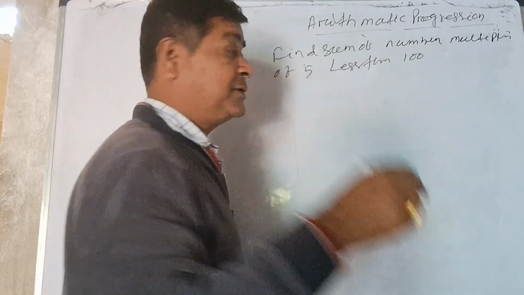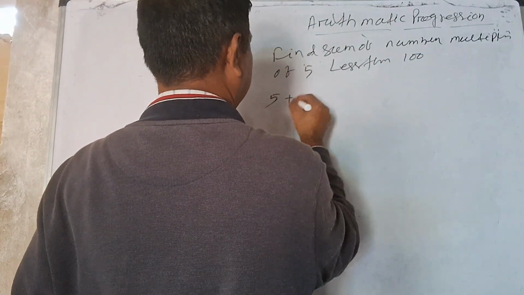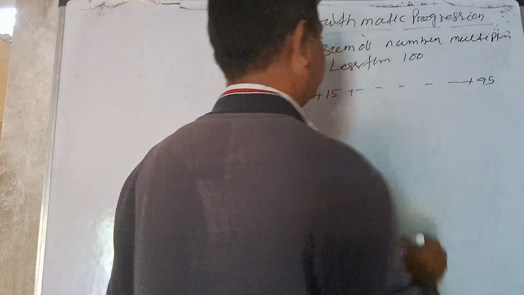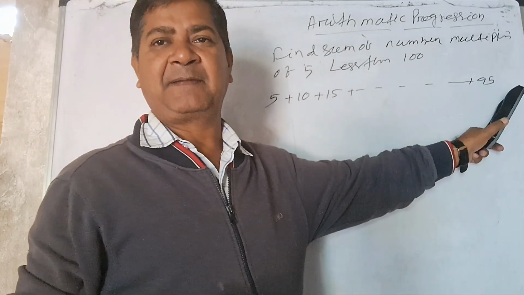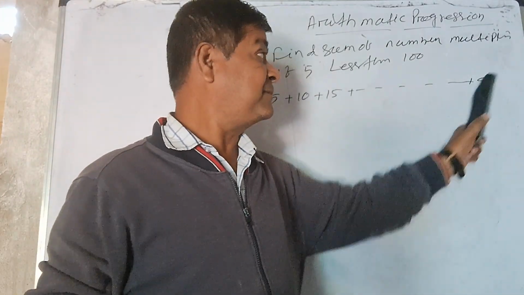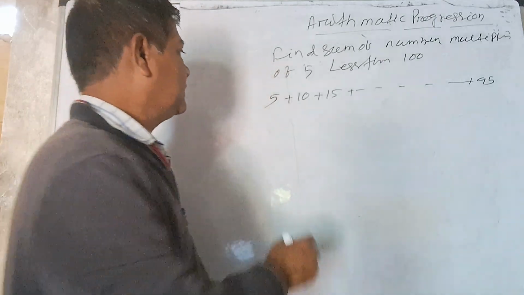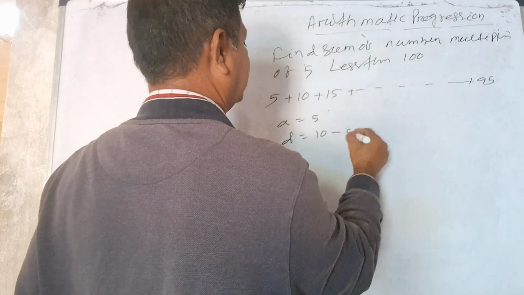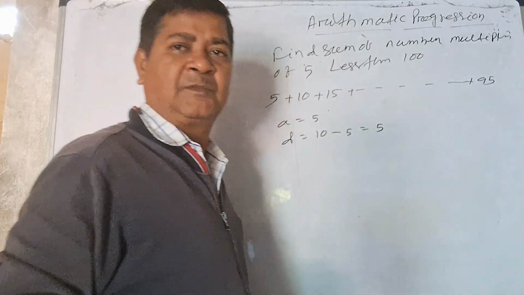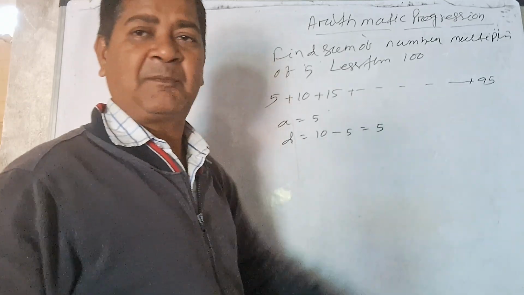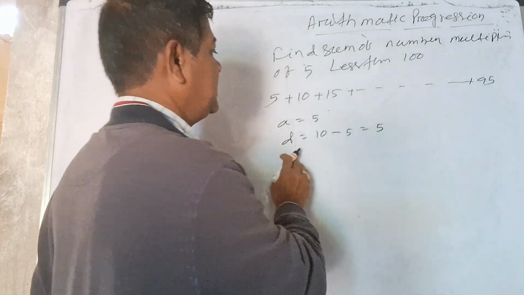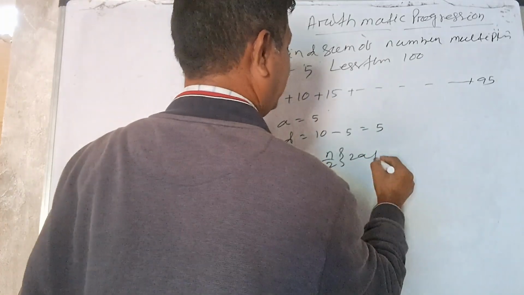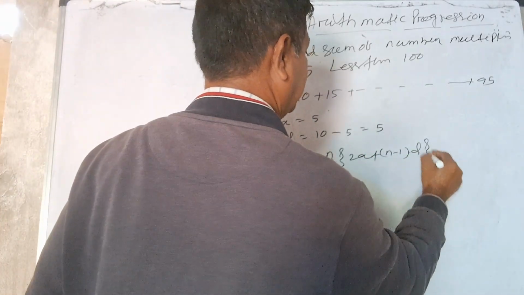You will find 5 plus 10 plus 15, and the last number will be 95. Here a equal to 5, d equal to 10 minus 5, which is 5. We will find the sum of these numbers by applying the Sn formula. You know the Sn formula: n by 2 into 2a plus n minus 1 into d.